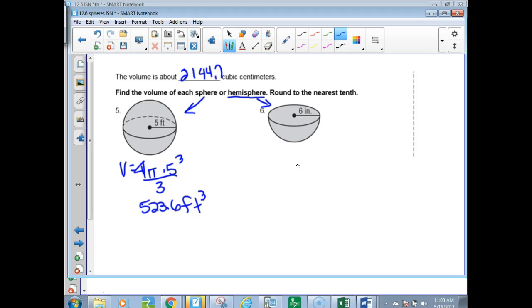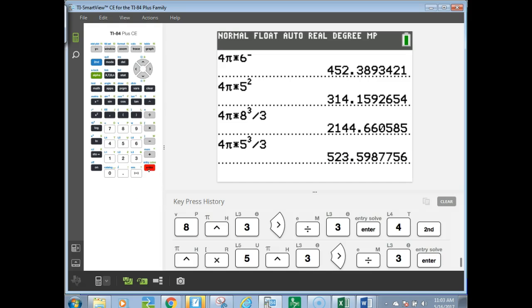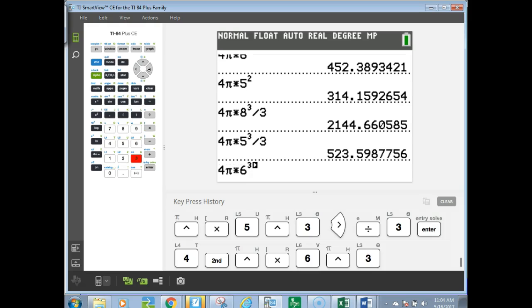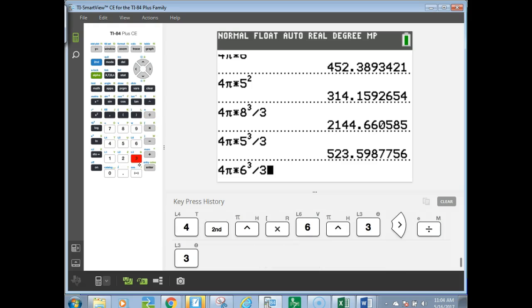Okay, so we would do the same thing for the next one. However, after we do the formula, cut it in half. Yep. 4 pi times 6 to the third divided by 3. And then we're going to divide that by 2. So we'll type it all the same. 4 pi times 6 cubed. Don't forget, divide by 3, which is in the formula. And then we'll hit divided by 2.